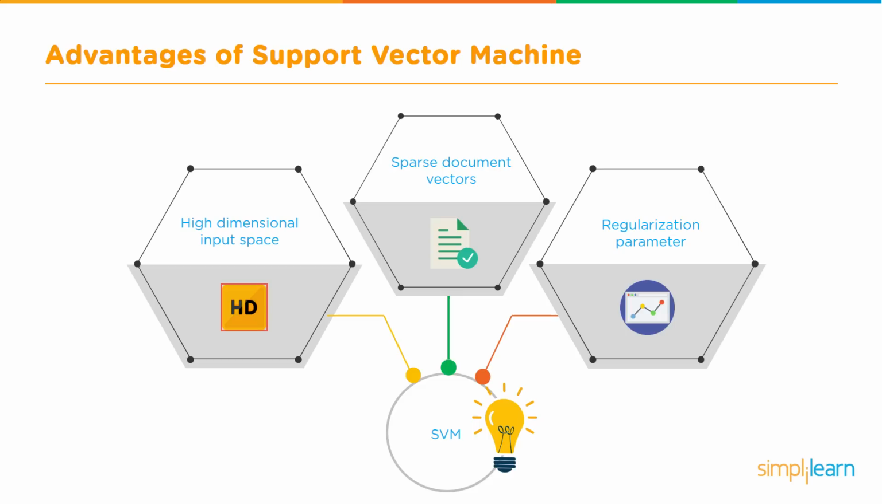We'll start with high dimensional input space, or sometimes referred to as the curse of dimensionality. We looked at earlier 1 dimension, 2 dimension, 3 dimension. When you get to 1,000 dimensions, a lot of problems start occurring with most algorithms that have to be adjusted for. The SVM automatically does that in high dimensional space.